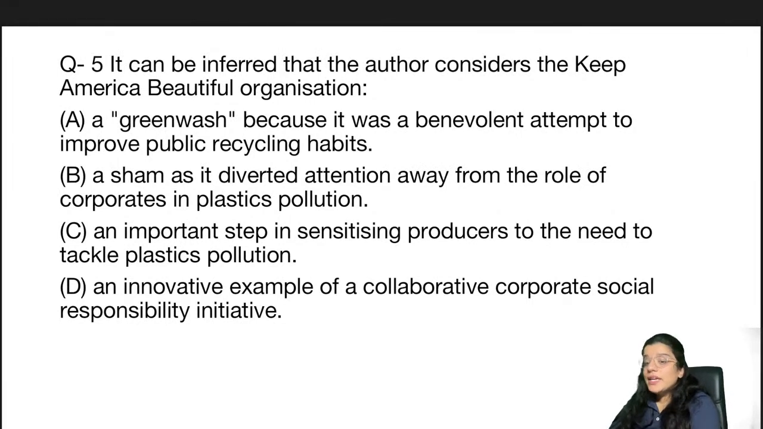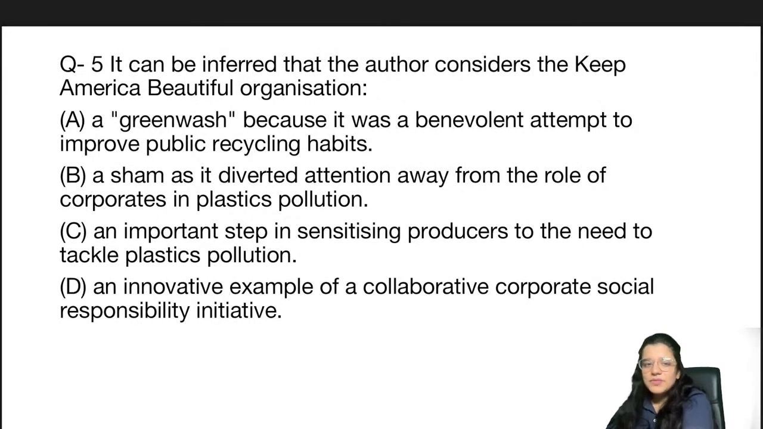The question is, it can be inferred that the author considers the Keep America Beautiful organization. यहाँ पे author के opinion की बात हो रही है कि author Keep America Beautiful organization को कैसा समझता है. And he clearly says that these companies or this organization is at face value good, but they're actually trying to hide the real problem. Right? They're actually trying to divert the focus of the people from producers to consumers. वो डिस्ट्रैक्ट कर रहा है लोगों को और ये बिलीव करवा रहा है कि consumers are responsible and not producers, right?